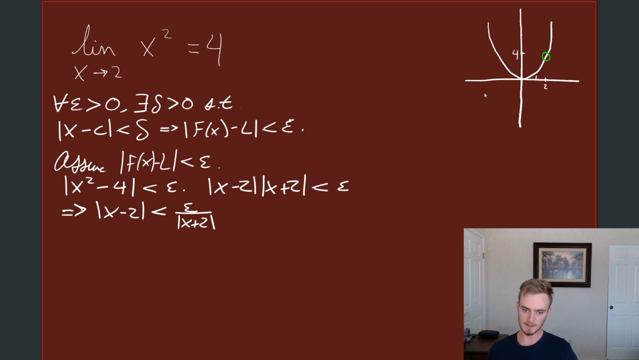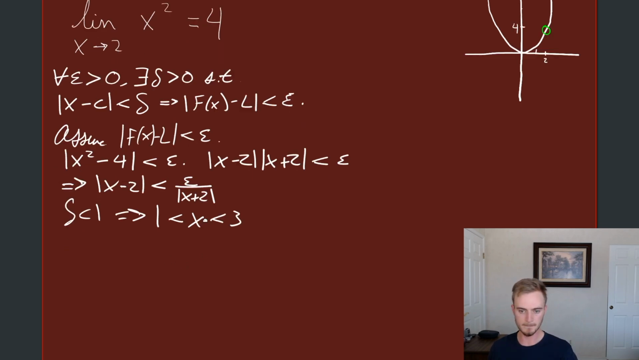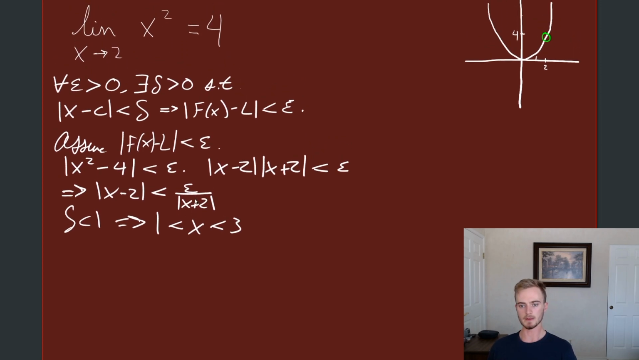So, if we say that delta is going to be less than 1, what does that mean for x? Well, x is approaching 2, and delta is less than 1, the distance between x and c. Okay, so maybe we say that delta is less than 1. That implies that x is between 1 and 3. The distance between x and c now is less than 1. Alright, I think that is good.